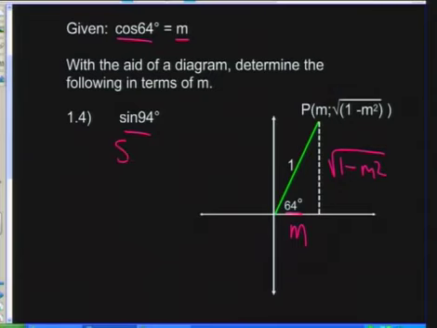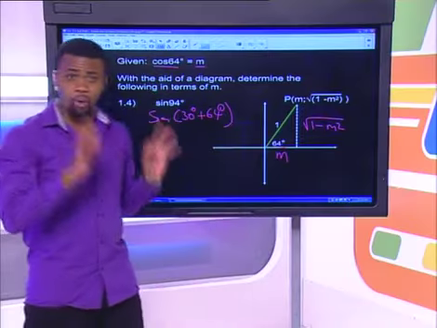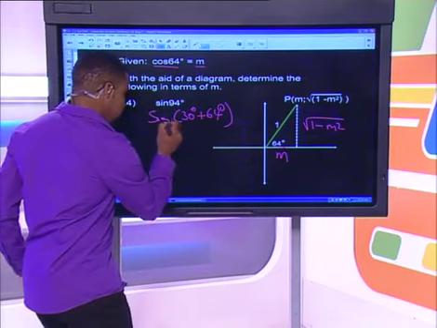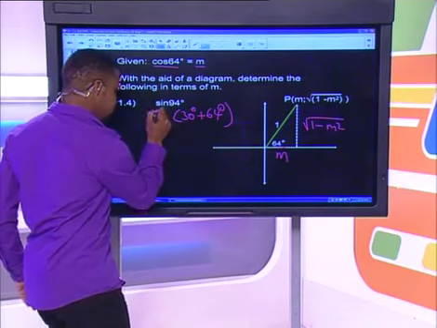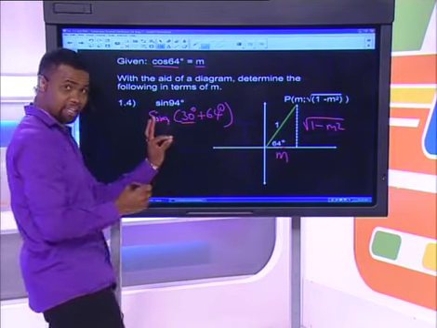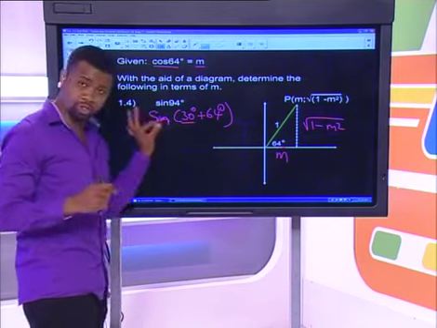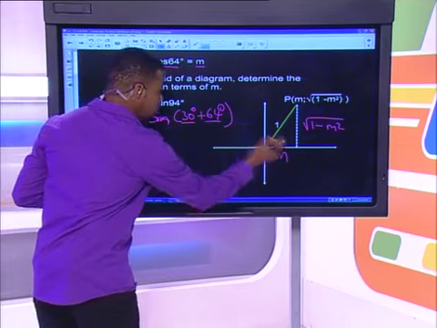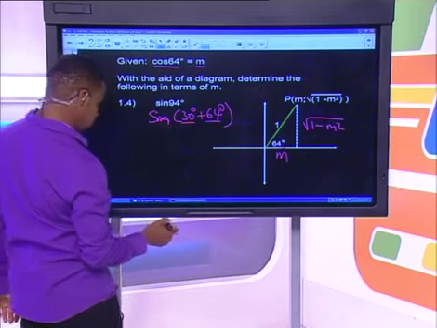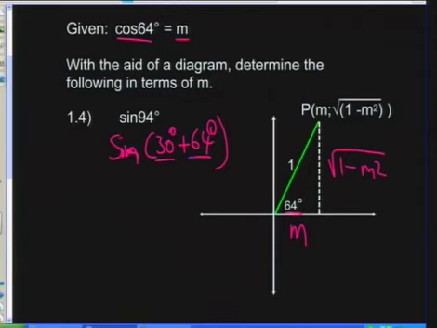I can say sine of 30 degrees plus 64. I could use my compound and double angles to solve this problem. Why 30 and 64? Sine of 30 plus 64. 30 is a special angle. I can do this from my head, or you can use your calculator. And 64, I have on the diagram. Now, let's see. What can I do? You can look at the formula.